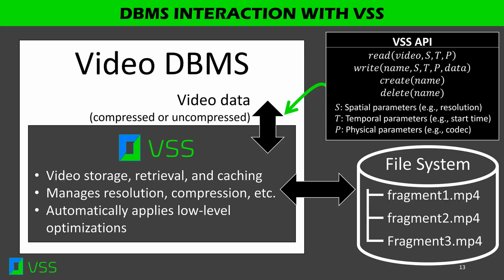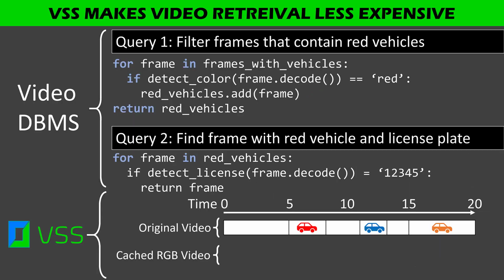And so the resulting architecture looks something like this. A video data management system subsumes VSS as its storage manager, leaving VSS to be responsible for the on-disk storage, retrieval, and low-level optimization of video data. And with VSS, if we return to the previous example, when a user submits the first query and decodes those red frames containing vehicles, VSS is going to cache that intermediate decode result. Then, when that second query arrives and requests the exact same video region, VSS can leverage its cache to produce the result without a need for that second expensive decode.